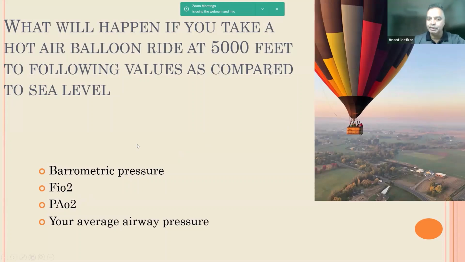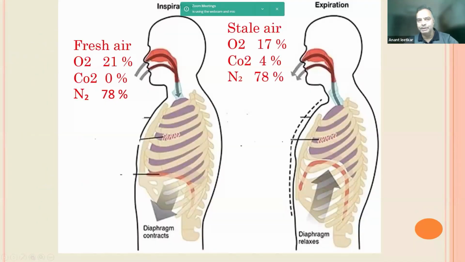Whenever we are breathing fresh air, oxygen is 21% and nitrogen is 78%, and carbon dioxide is practically zero. But in exhaled air, oxygen is 17% and carbon dioxide is approximately 4%, and nitrogen remains the same at 78%. So what it means is that nitrogen is an inert gas. It doesn't take part in gas exchange. So whatever gas exchange happens is mainly from oxygen and carbon dioxide.